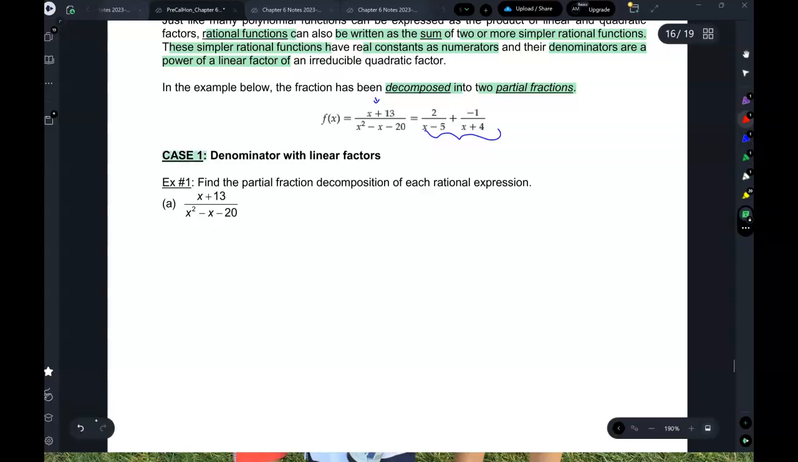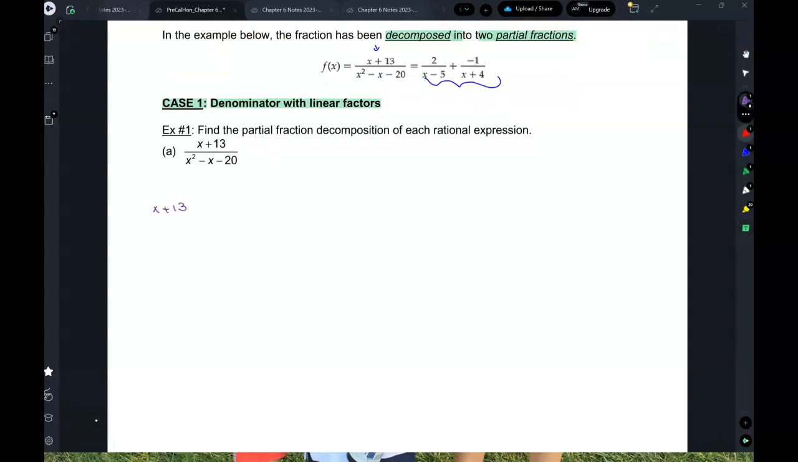The first case is if you have a denominator with linear factors. Okay, so we're going to rewrite this. Actually, I'm just going to factor the first thing here. So how does that factor in the denominator? x minus 5, x plus 4. Okay, so this is the case with the linear factors in the denominator. How many factors are in the denominator? 2, right? You have an x minus 5 and an x plus 4.